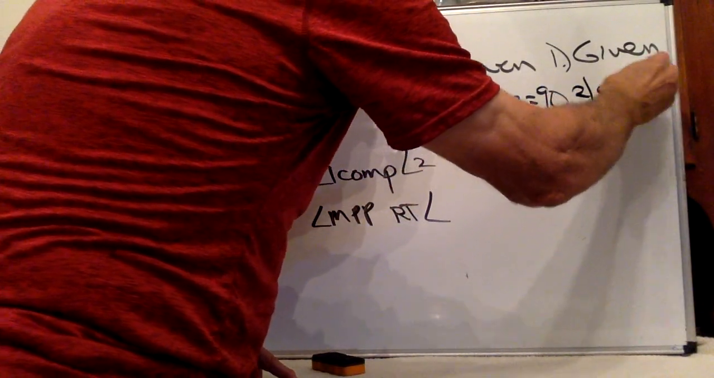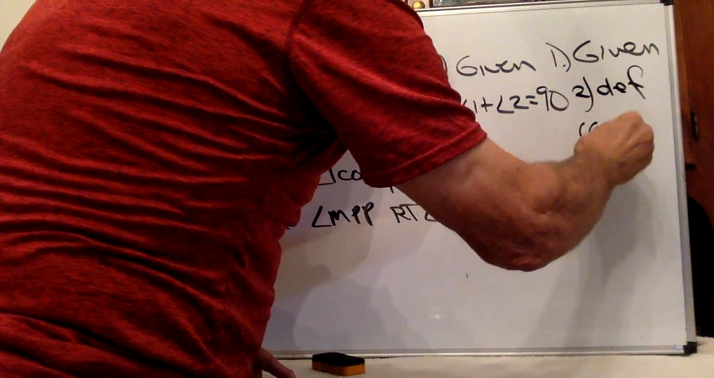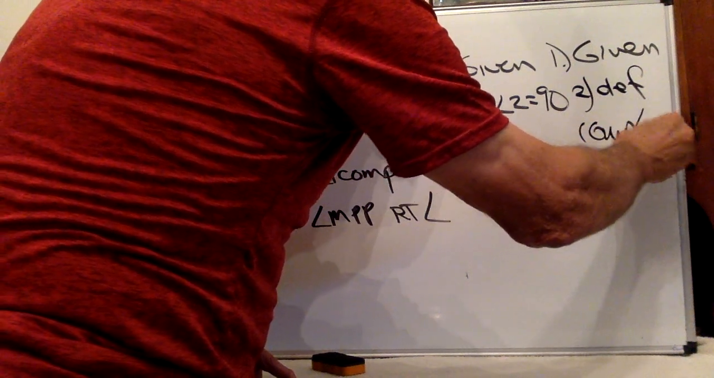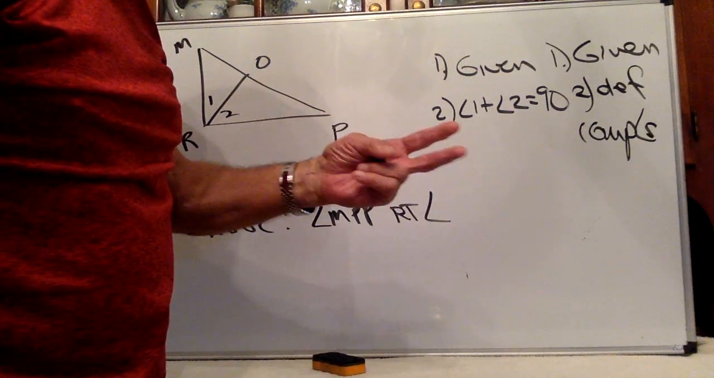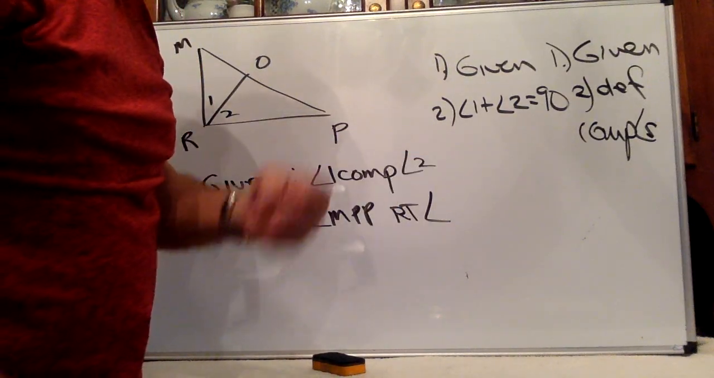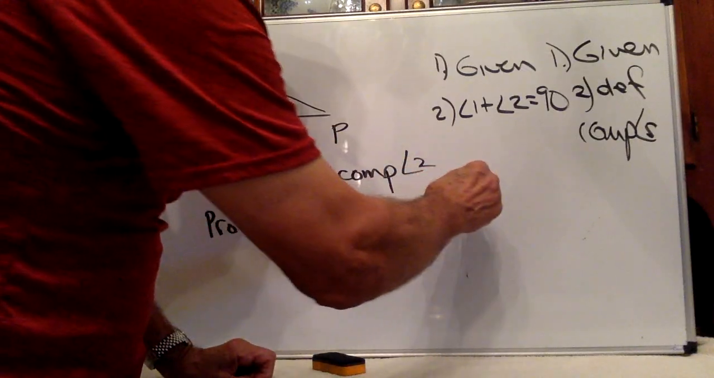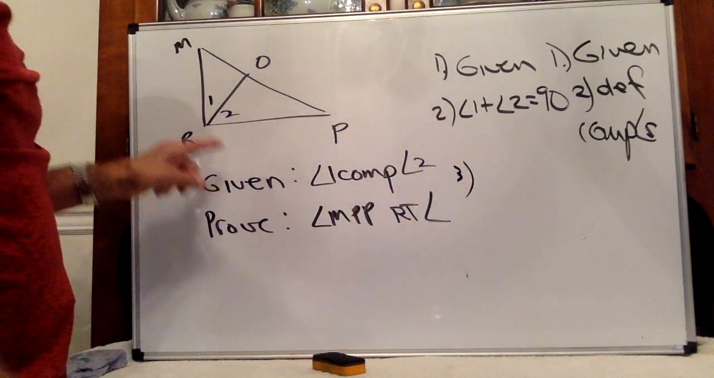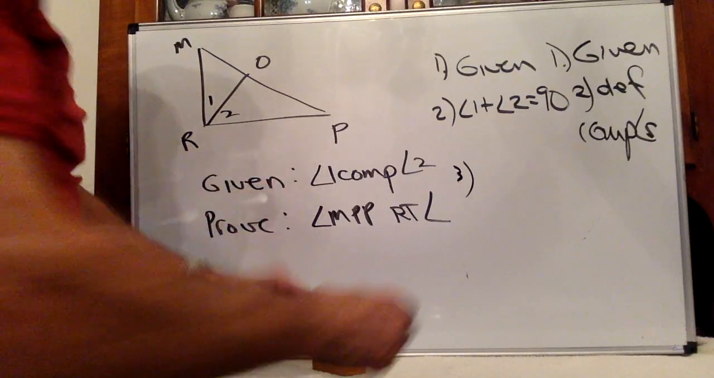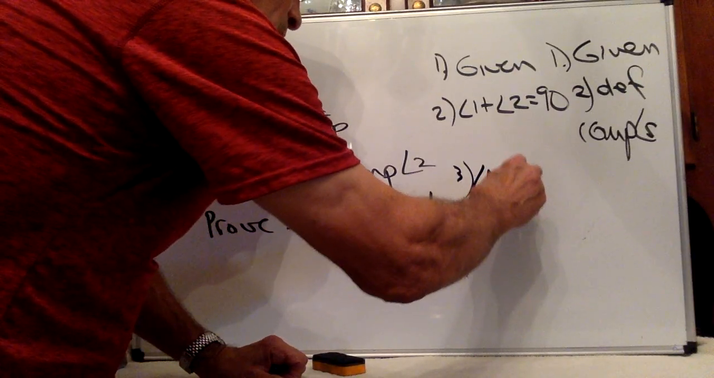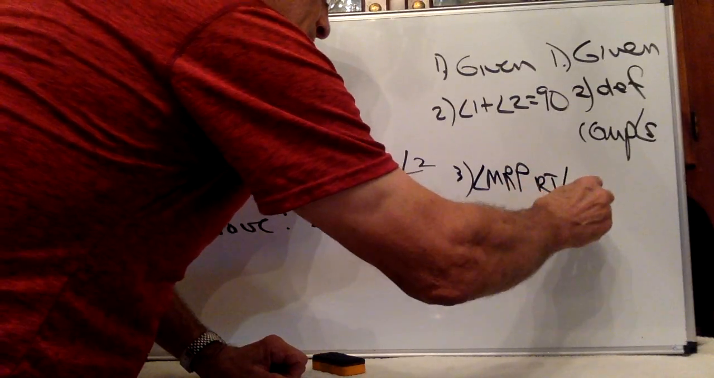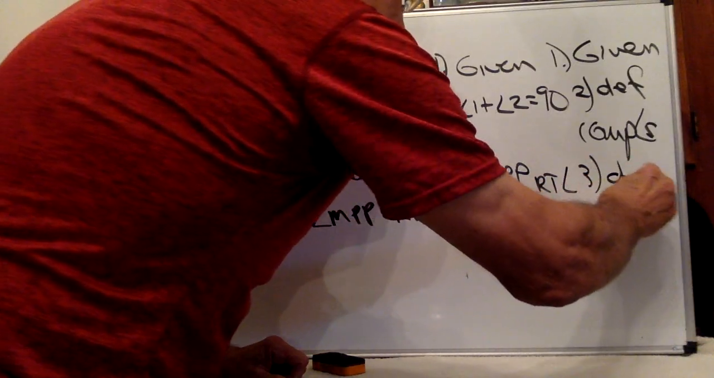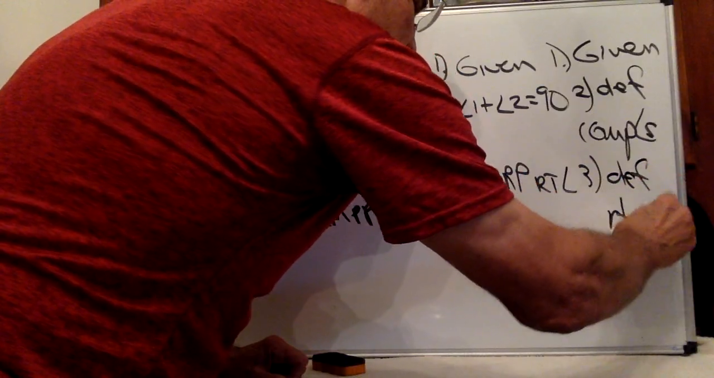That's the definition of complementary angles. The definition of complementary angles was two angles that add up to 90. Well, if 1 plus 2 equals 90, what does that tell me about angle MRP? Angle MRP is a right angle, by the definition of a right angle.